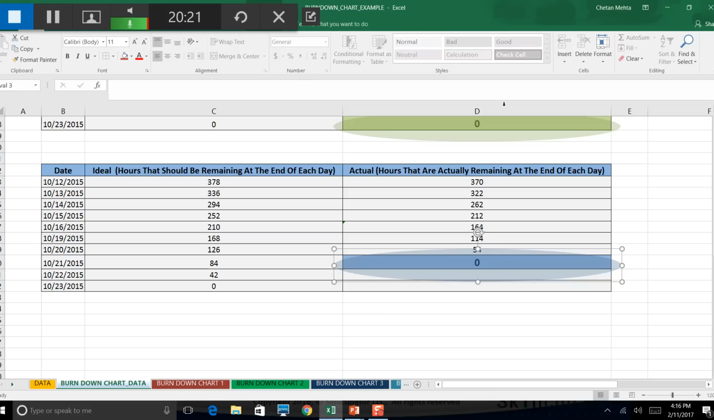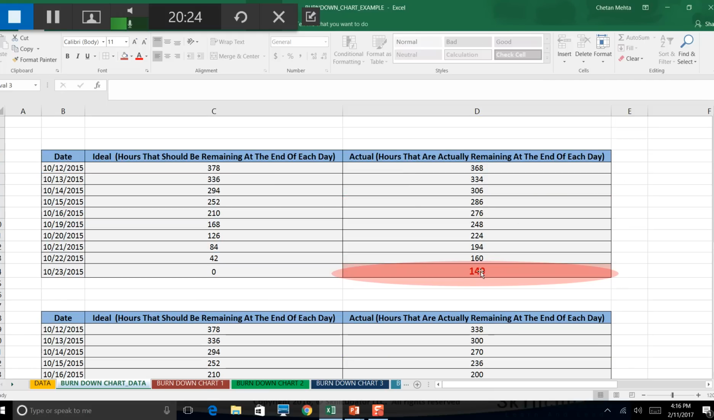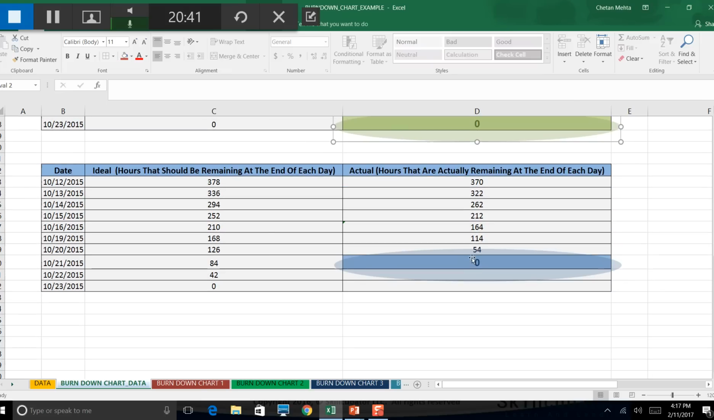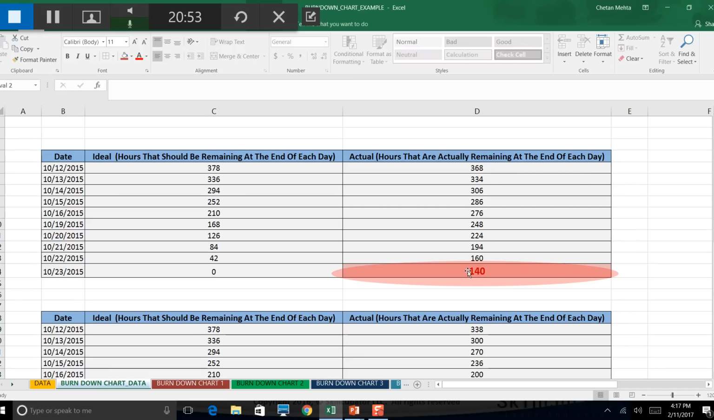So we have three different scenarios, right? One is where we lagged behind, we couldn't finish the sprint scope, we have some hours remaining. Second scenario, where we met the target by the end of the sprint. And the third scenario is where we were ahead of schedule and we were able to close the sprint 2 days before the actual completion date, right? So now let's take a look at the burn down charts, how they look like.